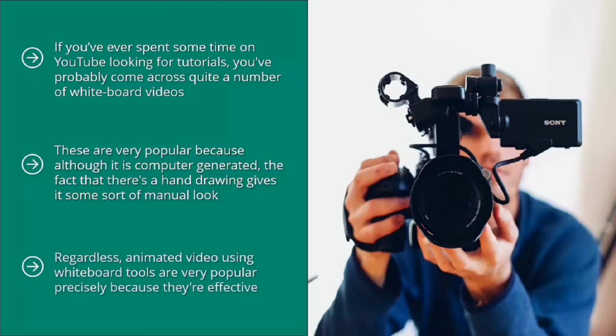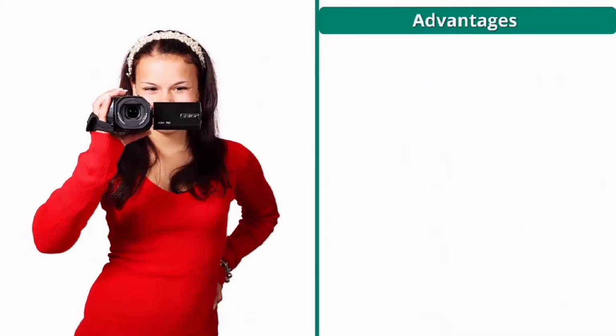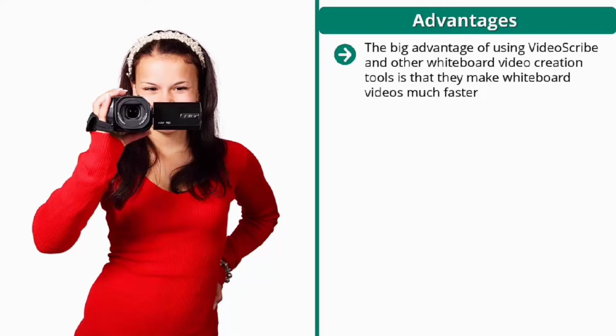Regardless, animated video using whiteboard tools are very popular precisely because they're effective. While you can create these without a voiceover, the more powerful ones have a voice track. These are usually used for explainer videos or for product reviews. Advantages. The big advantage of using VideoScribe and other whiteboard video creation tools is that they make whiteboard videos much faster.